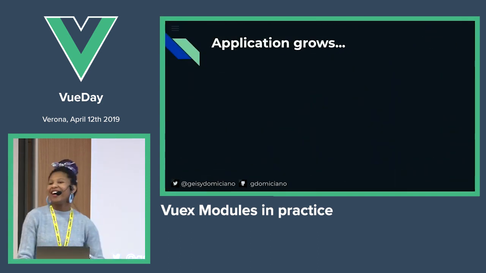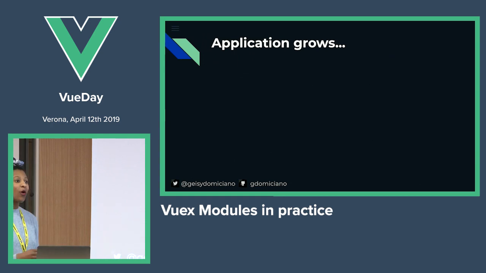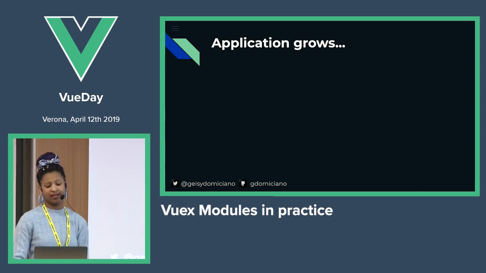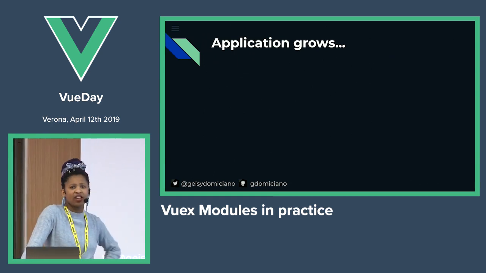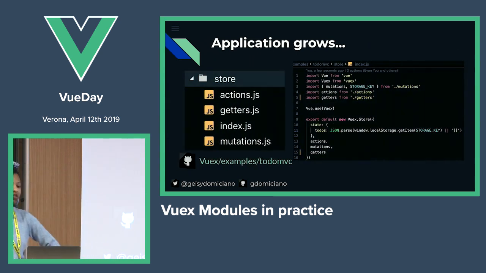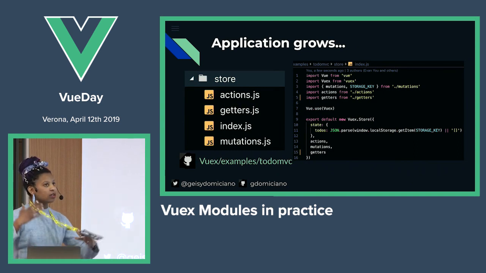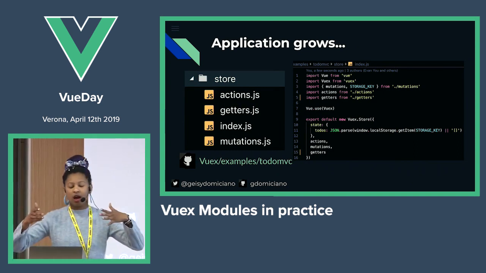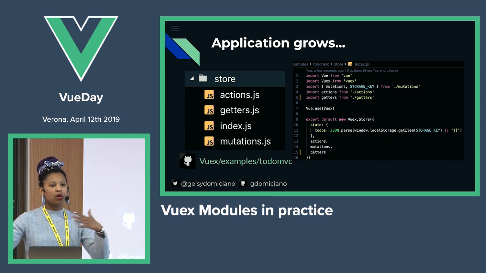Sorry. But your application is going to grow, or maybe your application is a little bit bigger, and you're going to have several actions, several mutations, and a lot of stuff in a file that will most likely be 400 lines. Have you ever tried to maintain 400 lines of code? It's fun, right? Not really. So you're going to start creating files to separate the concerns.